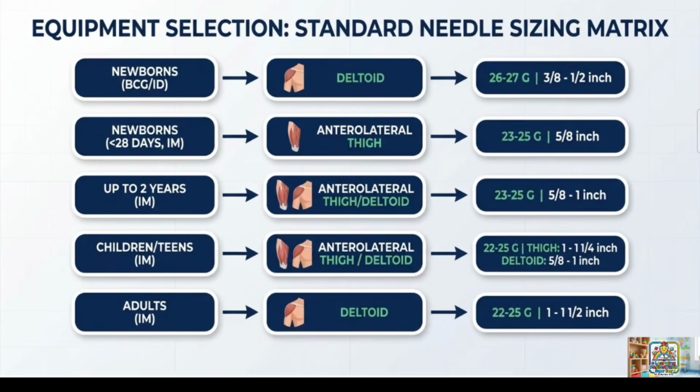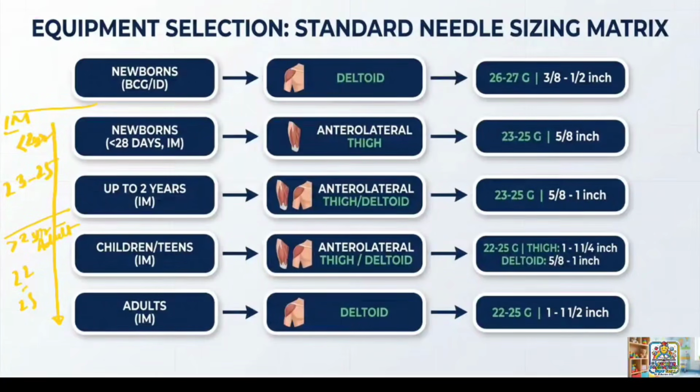Now coming to equipment selection: standard needle size, which needle to be used for which vaccine, in which route. For intradermal injection in the newborn in the deltoid region, we use the smallest caliber needle, and the length is also the smallest, 3/8 to 1/2 inch. After that, all the IM injections are discussed here. As the age increases, the gauge of the needle decreases. Less than 2 years, 23 to 25 gauge; more than 2 years, children, teens and adults, 22 to 25 gauge.